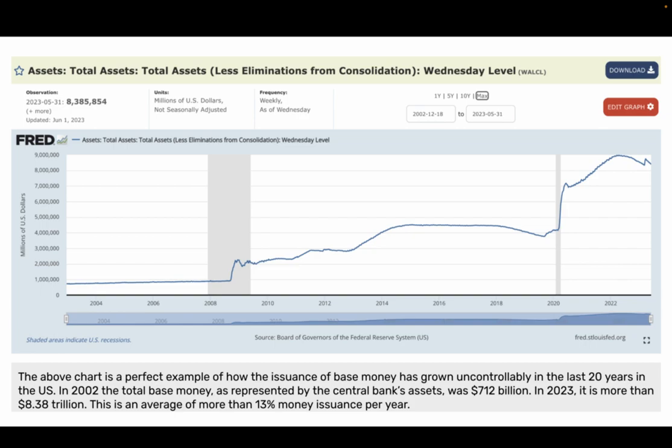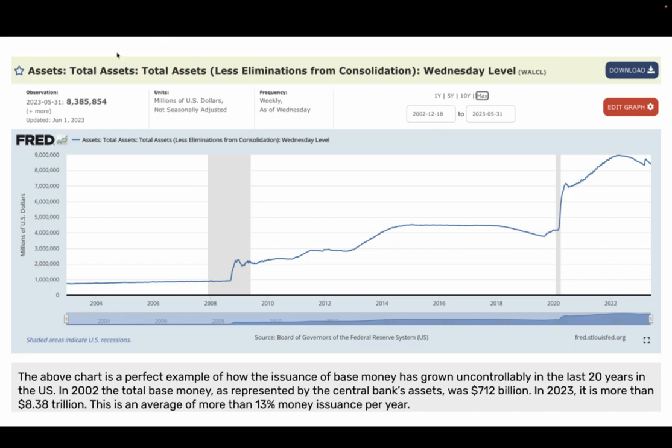The above chart is a perfect example of how the issuance of base money has grown uncontrollably in the last 20 years in the US. In 2002, the total base money, as represented by central banks' assets, was 712 billion. In 2023, it is more than 8.38 trillion. This is an average of more than 13% money issuance per year.